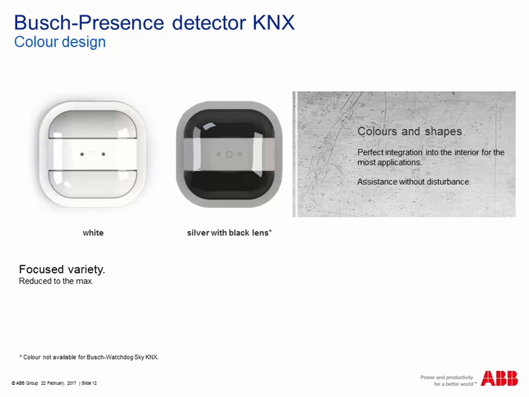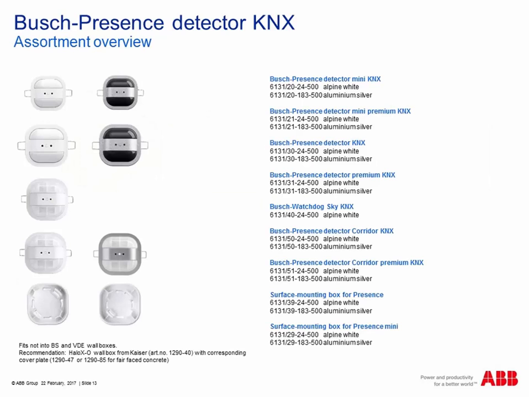In color and shape, the shape is more or less the same, but the housing comes in white and in aluminum silver. This depends on the presence detector and for what application you need it. We have a milky lens and a black lens, and the Sky and the Corridor come with a transparent lens. I have a picture here to show it a little bit more.